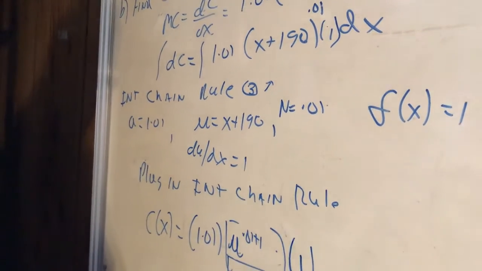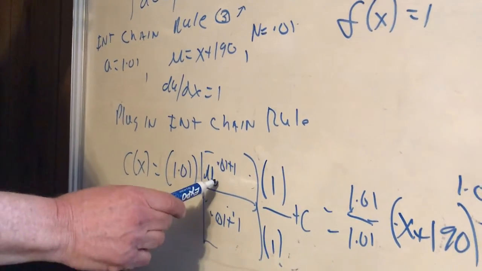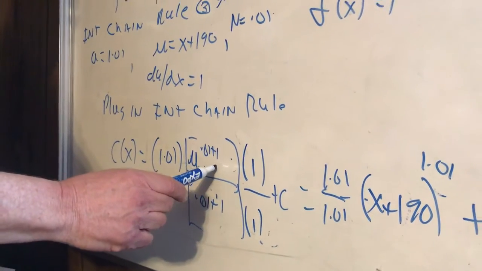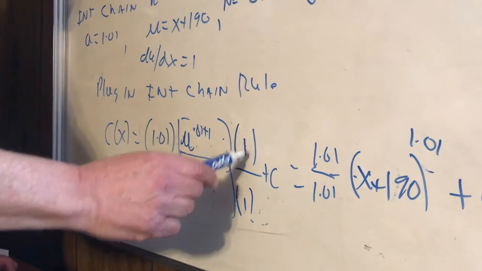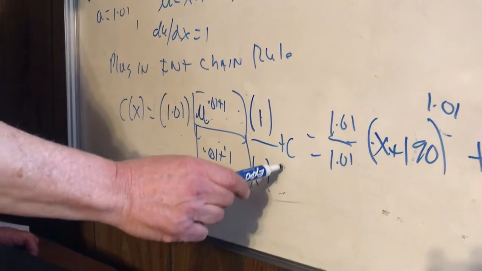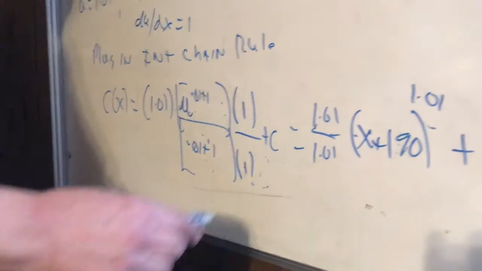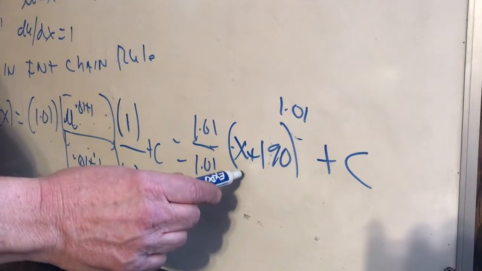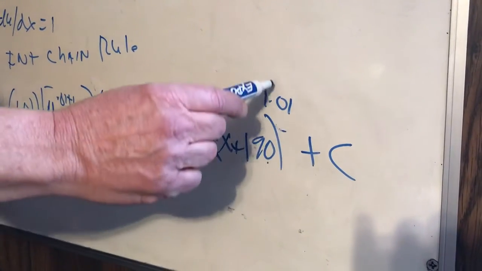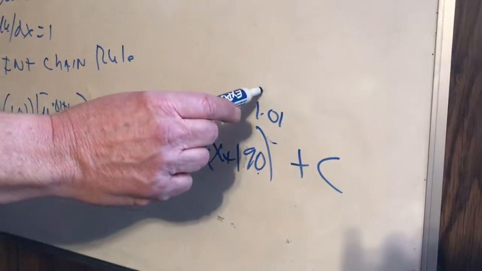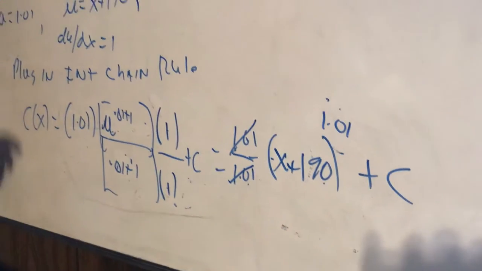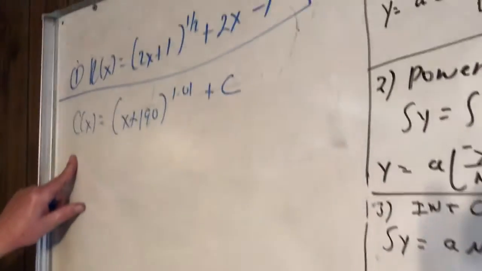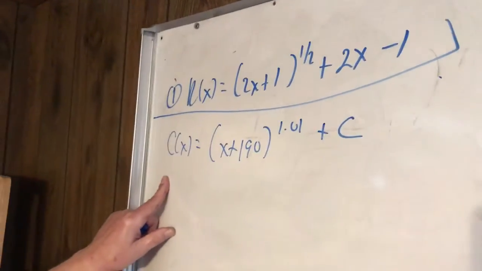Plugging into the chain rule, a is 1.01, u to the n plus 1, 0.01 plus 1, divided by 0.01 plus 1. F of x is 1, du/dx is 1, plus C. 1.01 divided by 1.01, times (x plus 190) to the 1 plus 0.01, which is 1.01, plus C. This cancels. I go up here, I now have C of x equals (x plus 190) to the 1.01 plus C.